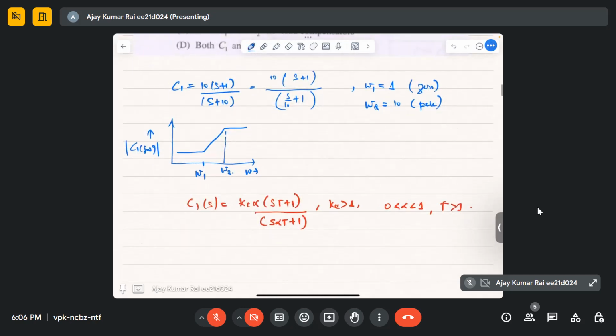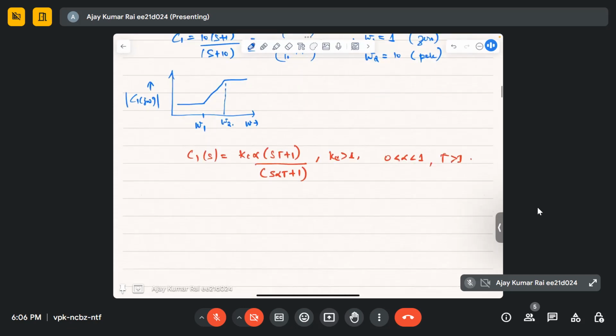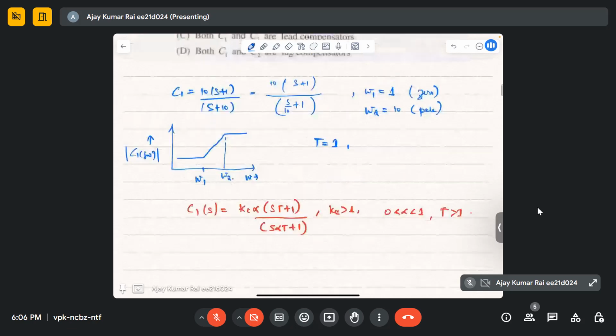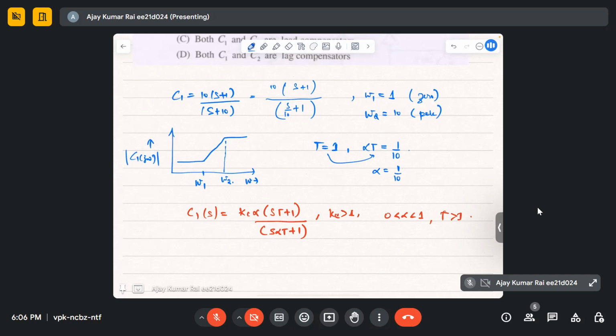So what is T? Here T is equal to 1, right? If we compare these two transfer functions, T is equal to 1, and alpha T, looking at this denominator, is equal to 10. You can just substitute T, so alpha is equal to 1 by T. From the variation of these three parameters, from here also you can find out which compensator this is.